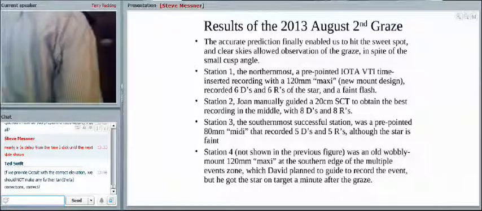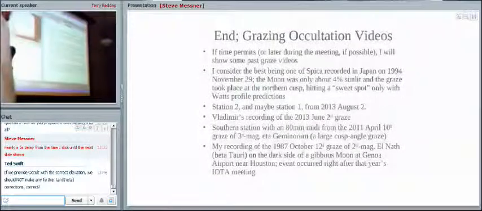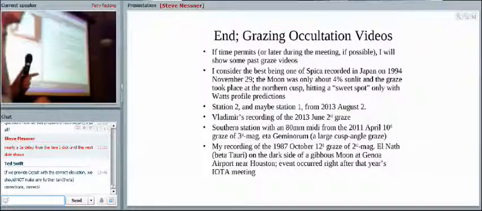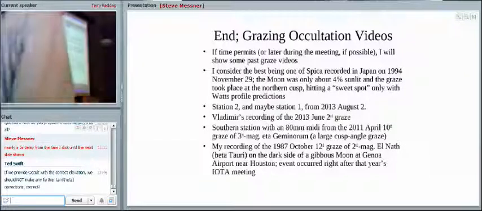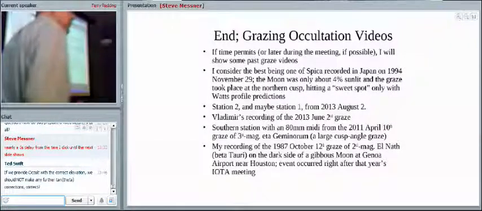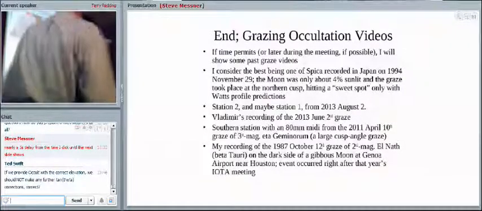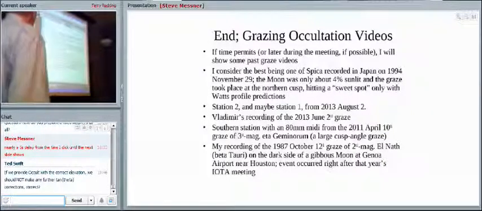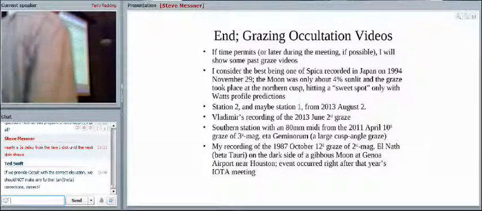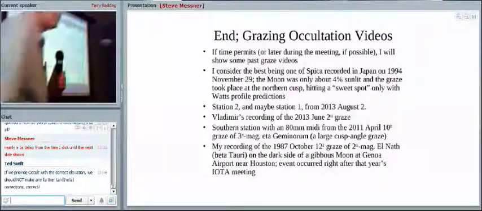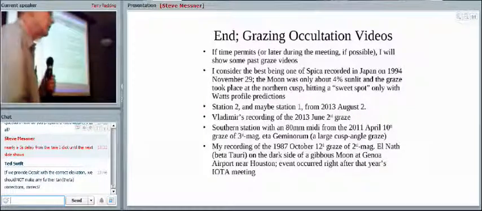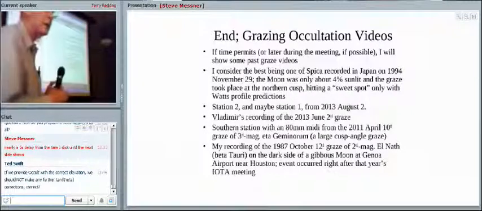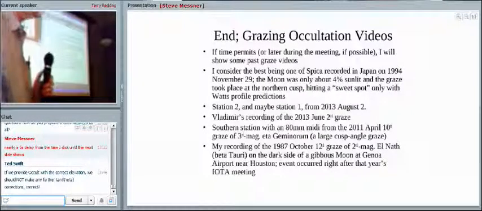Anyway, I already mentioned here what the results were, and the accurate prediction in this case finally enabled us to hit the things. But you can't always do this because of the proper motion errors. You have to allow at least 100 meters of error in these things. So anyway, I'll show some grazes that we have on YouTube. We'll just go to the YouTube site, but I want to show next.